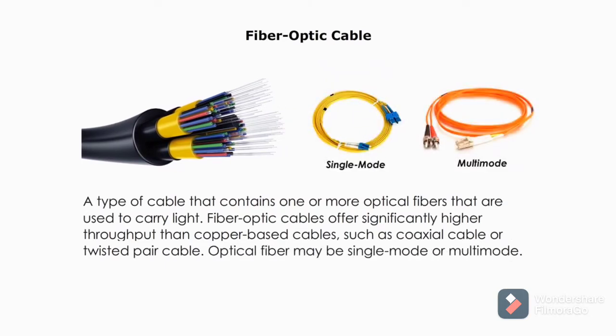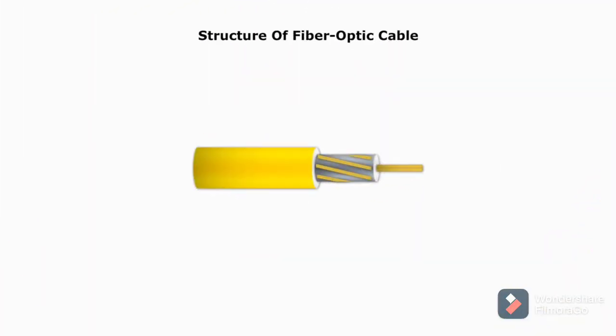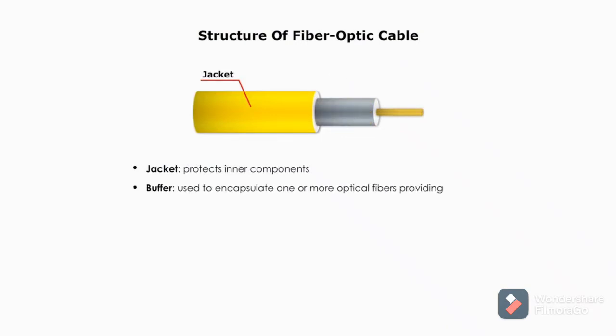Optical fiber may be single-mode or multi-mode. Let's look at the structure of a fiber optic cable. Fiber cable consists of a center glass core surrounded by several layers of protective materials. The outer layer is a jacket. The insulating jacket is made of Teflon or PVC. The second layer is the buffer, which is used to encapsulate one or more optical fibers and provide protection from physical damage.